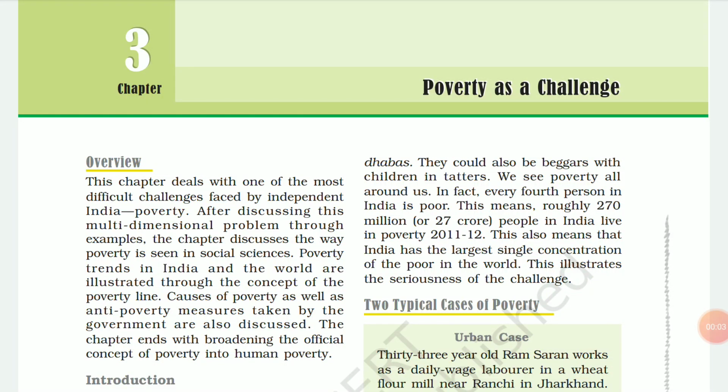So, today we are going to start a new chapter, that is your third chapter, Poverty as a Challenge. Basically, what we are going to read in this chapter is that the word poverty is very clear to you people. Poverty is a situation where a person is not able to satisfy his needs. So, what are your needs? Your needs are your clothes, shelter, and food.